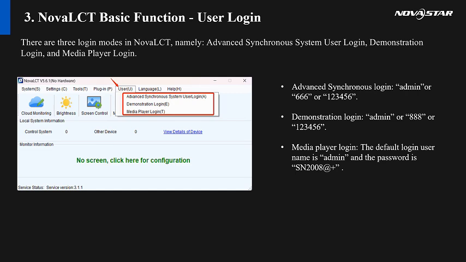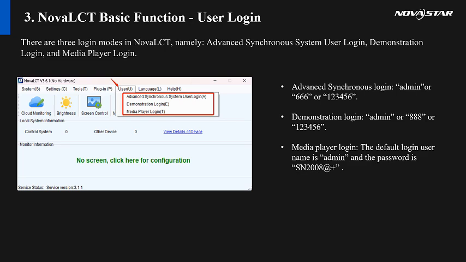On the top options, user, click it. There are 3 options for you to choose. The first one, advanced synchronous system user login. It is used for the debugging of the control system, including some controllers like H series, control series, VX series. The default login password is admin or 666.